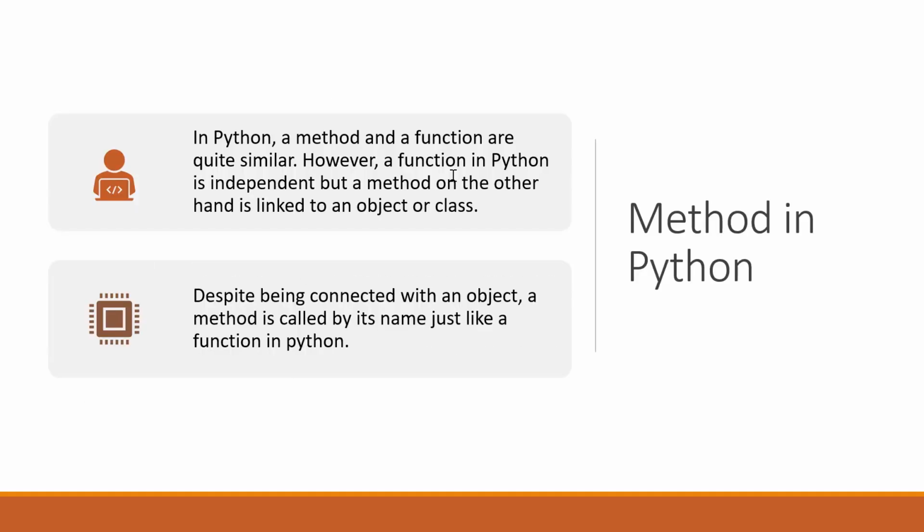Let's quickly come to the next topic of methods in Python. Basically in Python, a method and a function are quite similar. However, a function in Python is an independent block of code, but a method on the other hand is linked to the object or the class.